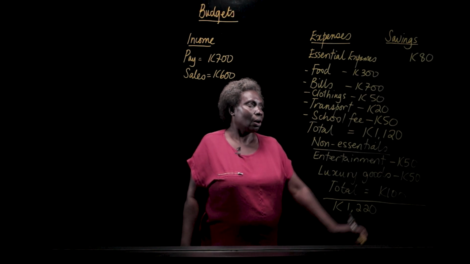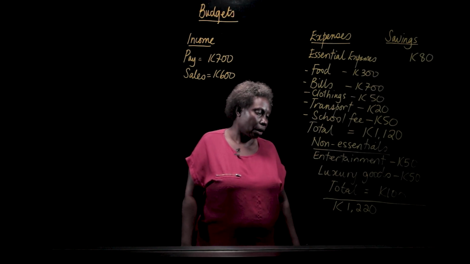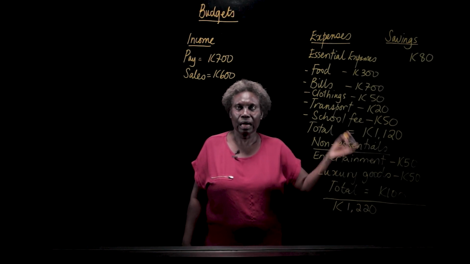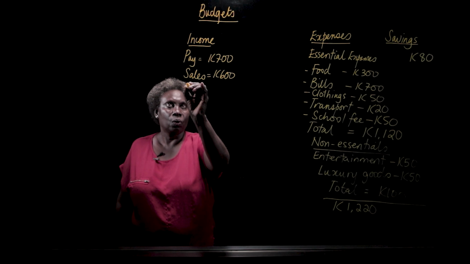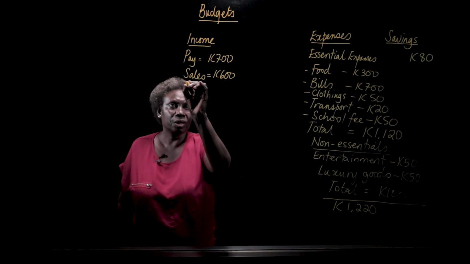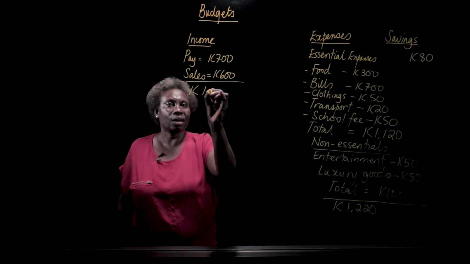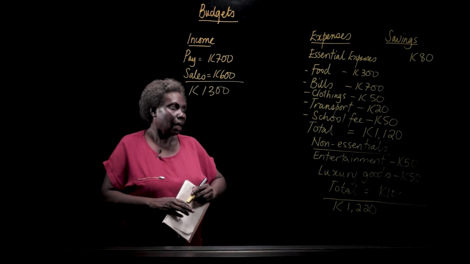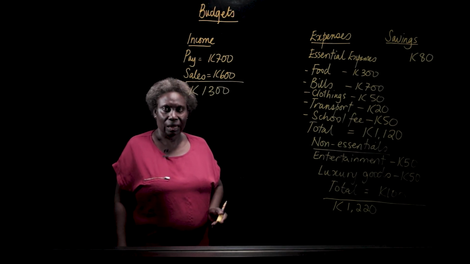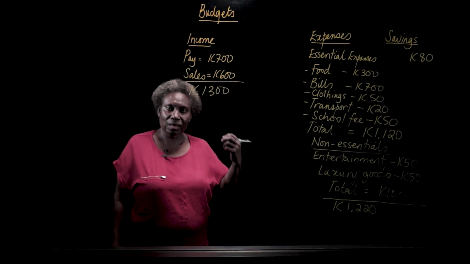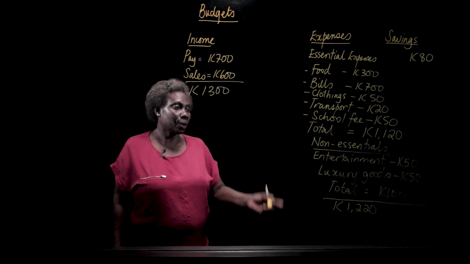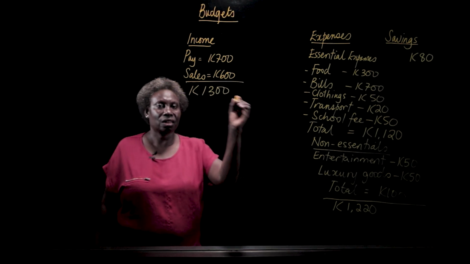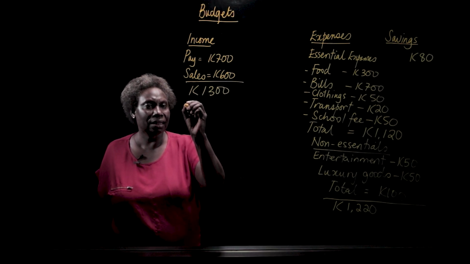So we can see that when he puts 1,200 kina on expenses and 80 kina as savings, that totals up to our income, which is 1,300 kina. Now, after he has completed his budget, he has realized that there was something that he has forgotten to add onto the expenses, and that is unforecasted expenses.